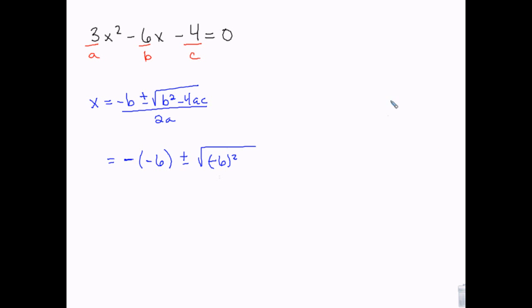Just as a refresher, there's a difference between these two things. If the negative's hanging out front, your answer is negative. If the negative's inside the parentheses, your answer is positive. So that's why that's important here. Be sure you square your negative, okay?